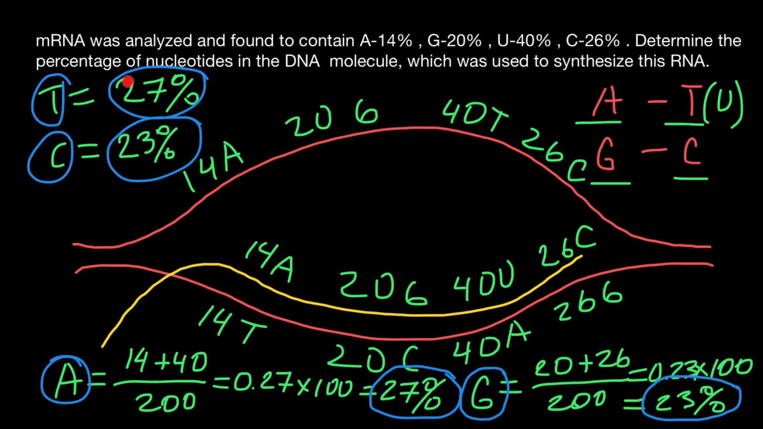So we have found the frequency of each base in double-stranded DNA when we only know the frequency of the bases in a messenger RNA. And this is all for today.